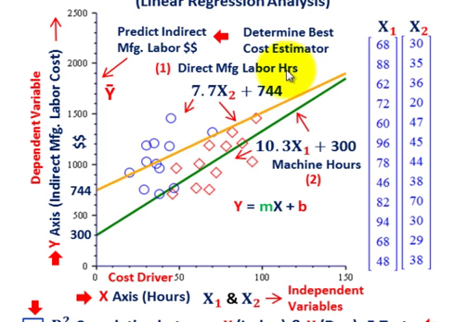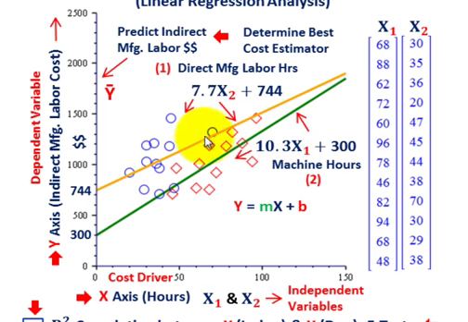is going to equal the indirect manufacturing labor cost based on direct manufacturing labor hours. And then for our machine hours, I'm showing those as red squares, and that regression line is shown in green with a slope of 10.3 times each machine hour plus 300, where 300 is the y-intercept. That would equal our indirect labor cost. So we've got the two different alternatives that we're going to have to evaluate.